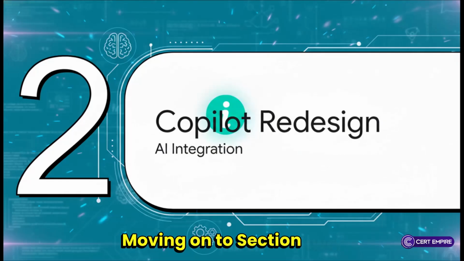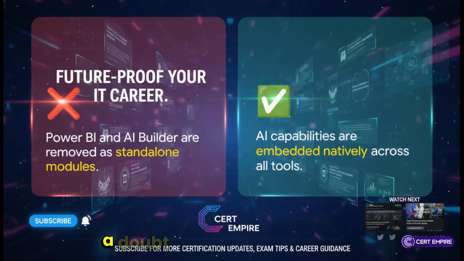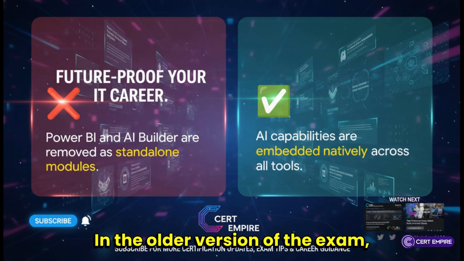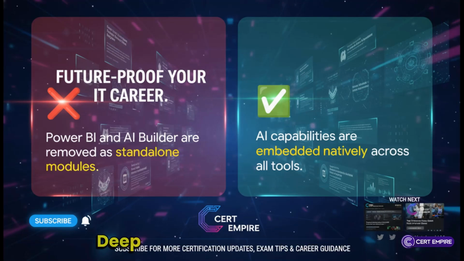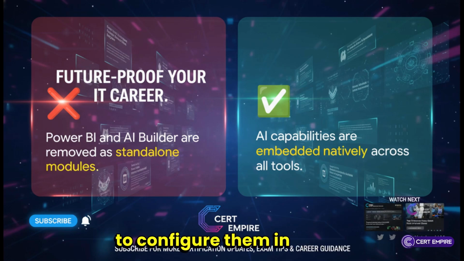Moving on to Section 2, the Copilot-first redesign. This redesign is without a doubt the biggest structural change of the 2026 refresh. And honestly, this is exactly where people are getting tripped up. In the older version of the exam, Power BI, Copilot Studio, and AI Builder were dedicated, deep dive, standalone modules. You had to know exactly how to configure them in detail. But in the 2026 update, they have been completely removed as standalone modules.